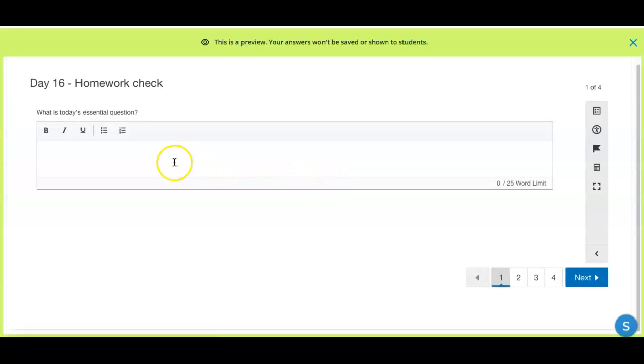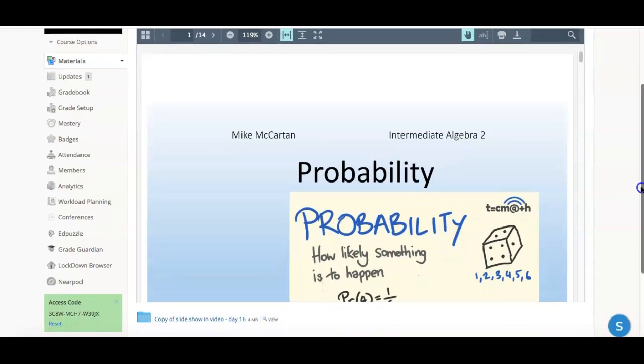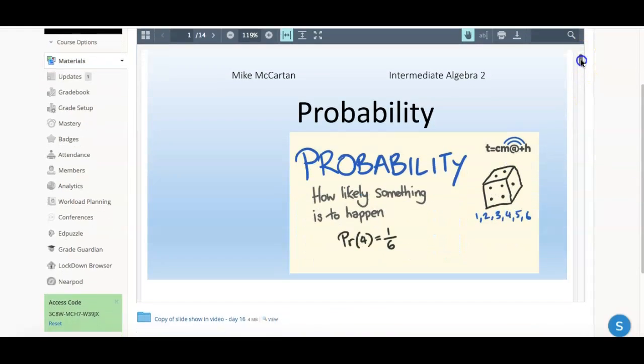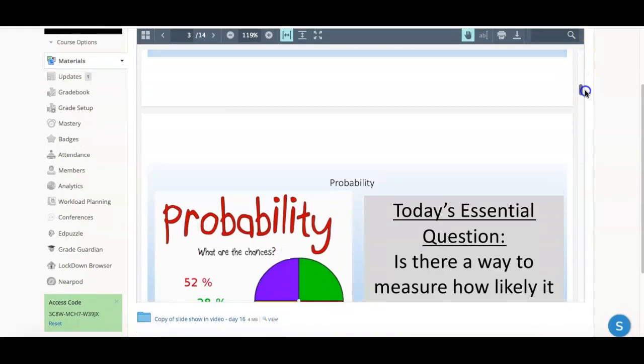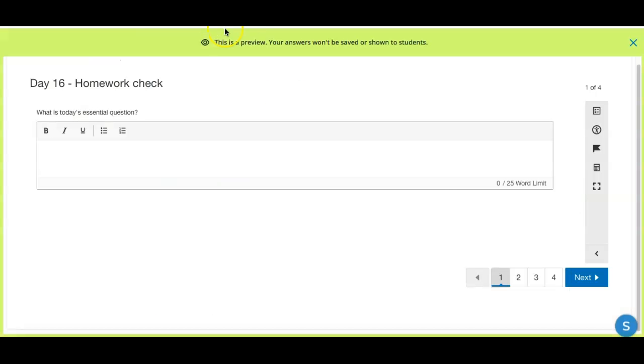All right, today's essential question. You probably already have it. You usually find it on the second or third slide. There it is. I'll type it in there. And I'm going to move fast, guys, so you can always stop the video if you want.